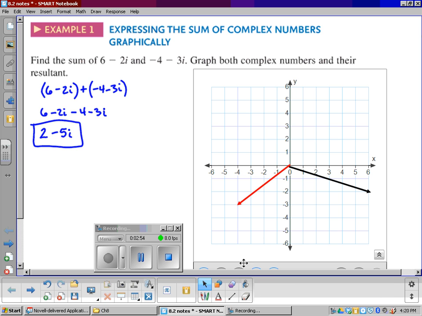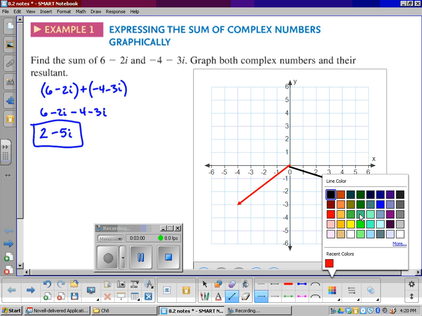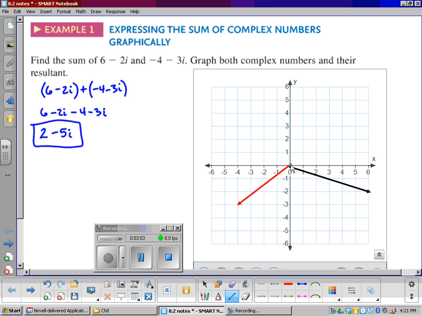If I graph that resultant, then it too is going to be a vector that starts at the origin and has on the real axis a value of 2, and on the imaginary axis a value of -5. So the vector from the origin to that point, 2 and -5, represents the complex number 2 minus 5i.